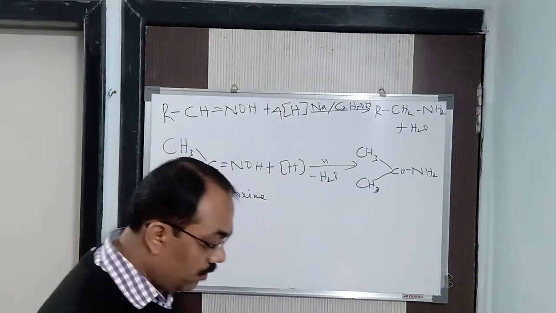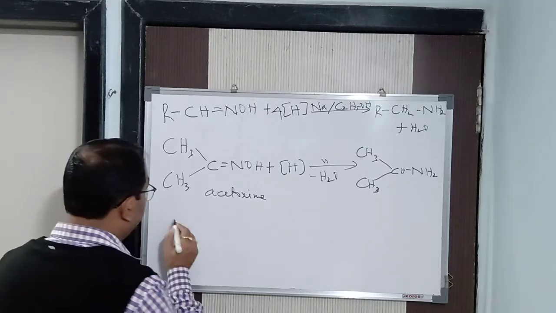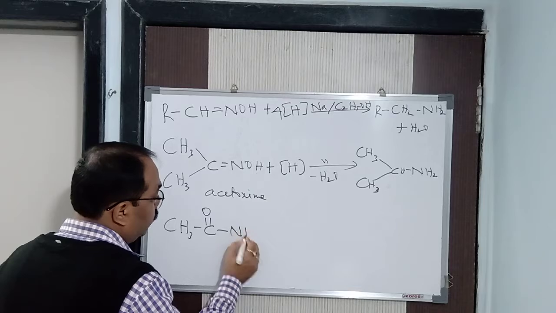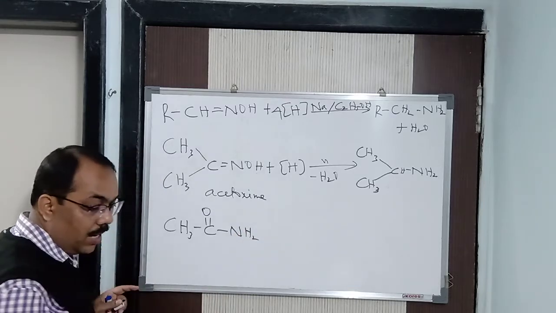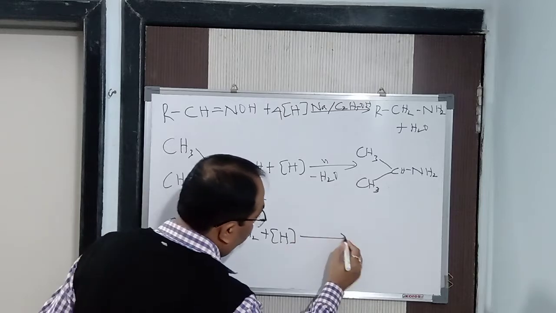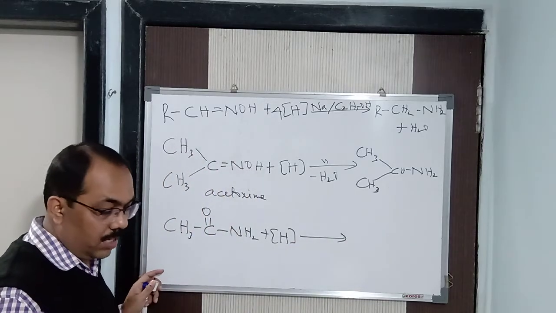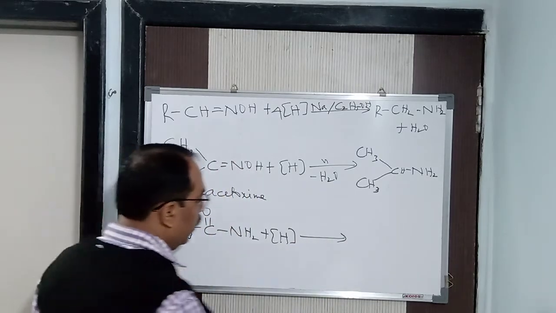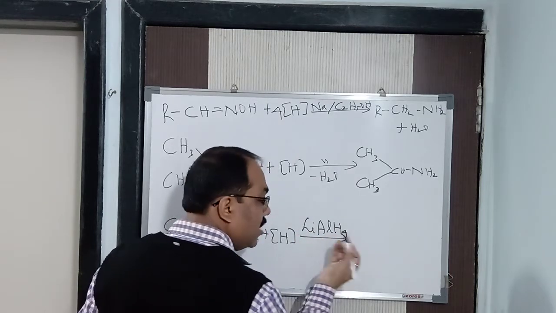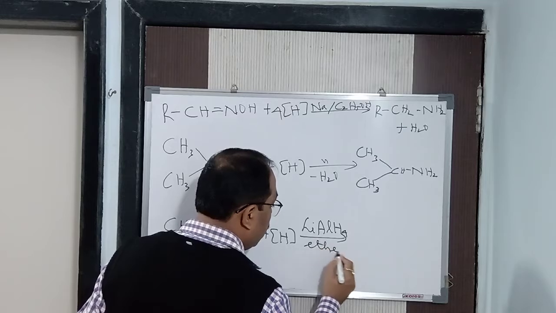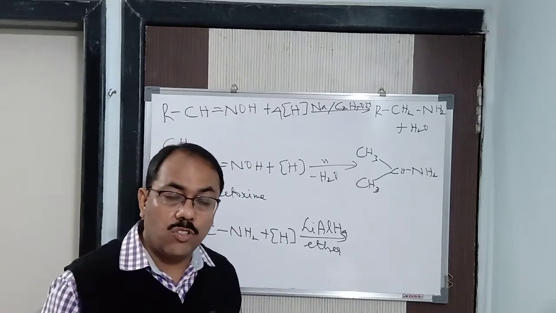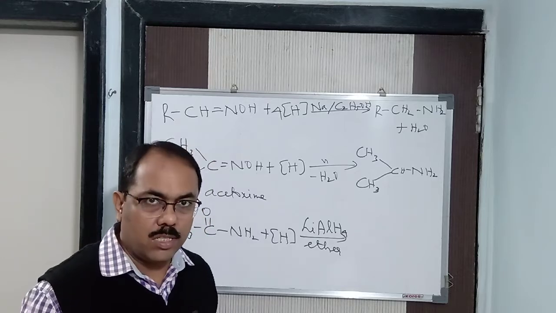Clear? Now we can prepare from amides also, for example CH3CONH2. This is acetamide plus nascent hydrogen. Many reducing agents are there; I have already said it. Here you can use the same also, no problem. I am using different ones just to show you that these are the different reducing agents, so that you can know at least the name of the reducing agent.